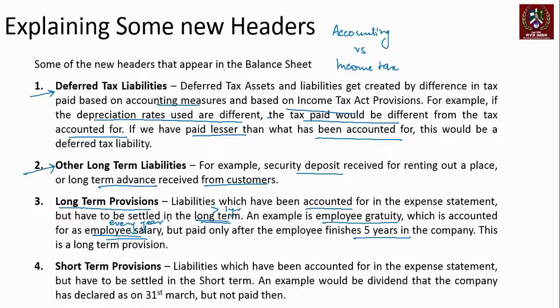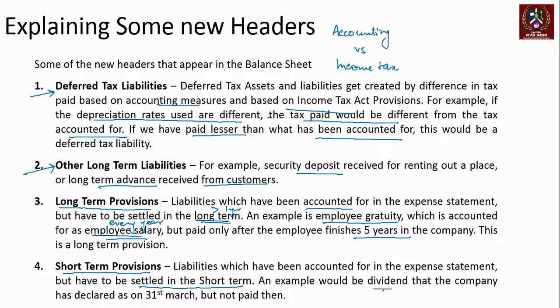Even if some part of employees' compensation is going towards long-term pension kind of instruments, that would also create long-term provisions for the company. An example of this could be extended into short-term provisions as well, right? Liabilities which have been accounted for in the expense sheet would have to be settled in the short term.